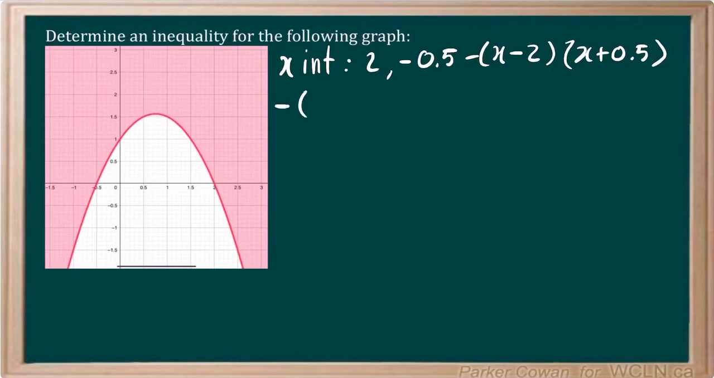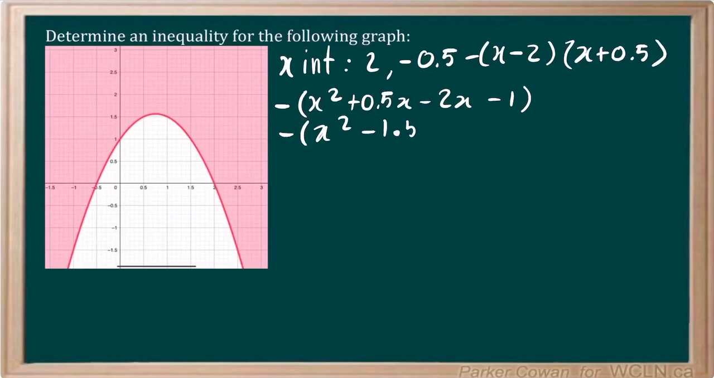So I'm going to go ahead now and FOIL this out. I'll leave the negative on the outside. So we have x times x, that's x squared, x times 0.5, 0.5x, negative 2 times x, negative 2x, and then we have negative 2 times 0.5, which is negative 1. Okay, so this is just about there. Let's just clean things up. X squared, we'll have negative 1.5x minus 1.